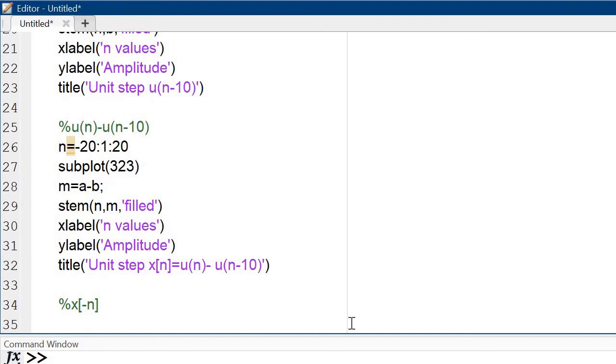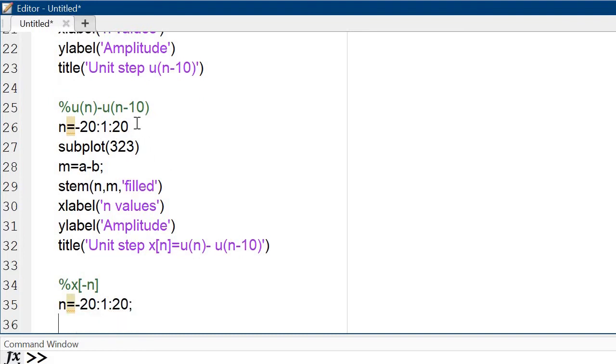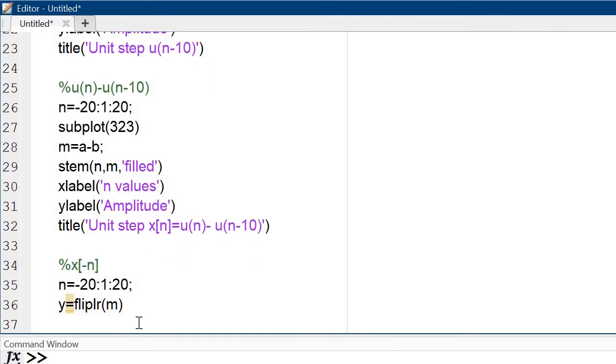Now, use the flip command over here. Again I am writing it here for clearness with the interval of this. Then after that, use the flip command. Flip of m. This m is basically our x of n, and what I did was use the flip command for this.